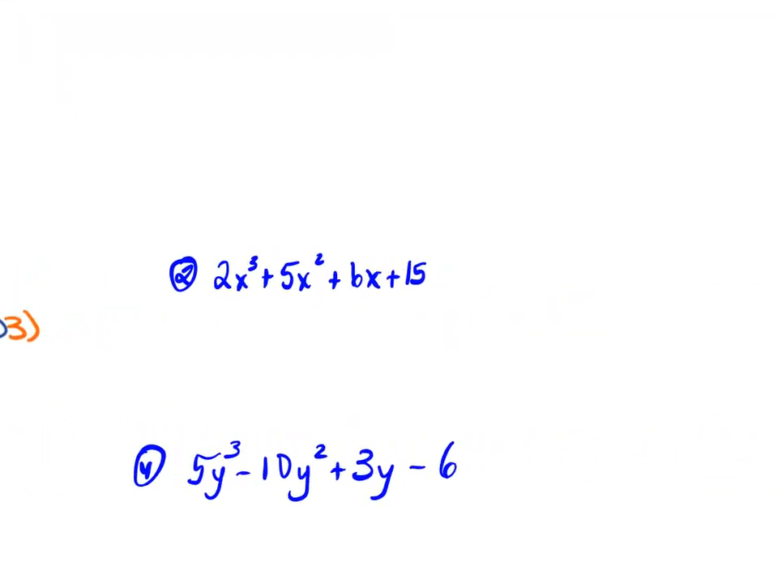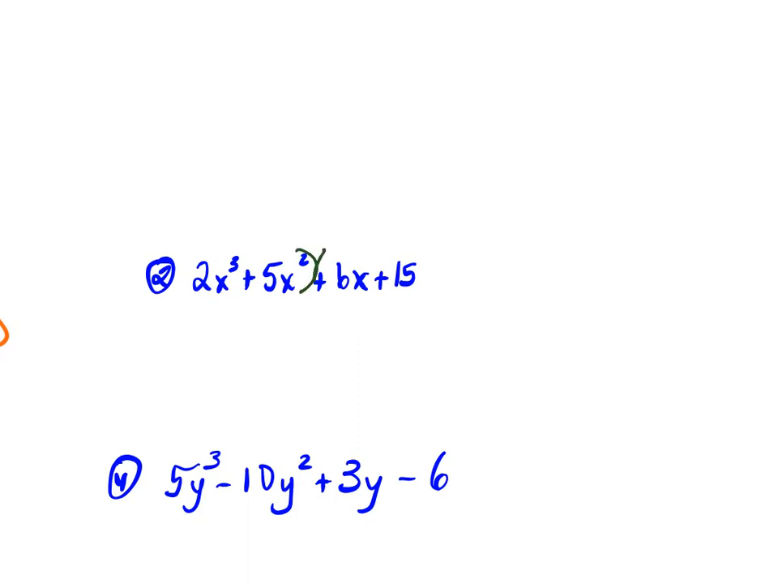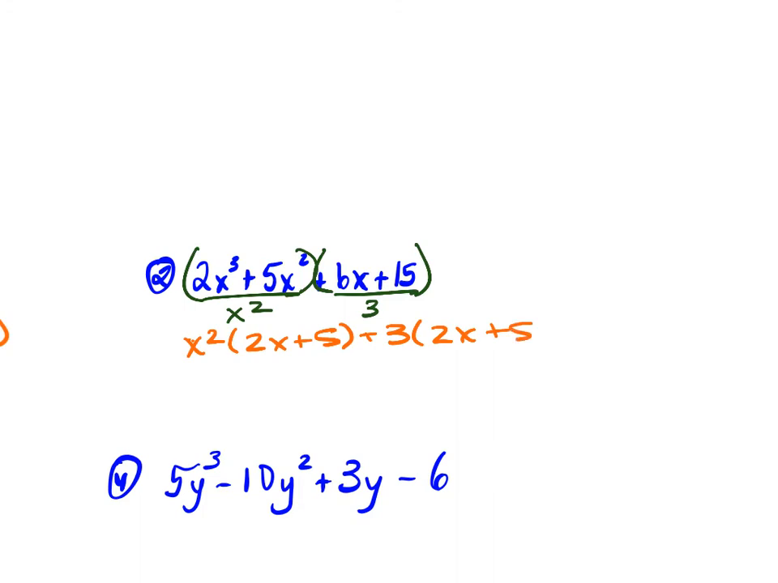For 2, we have 2x cubed plus 5x squared plus 6x plus 15. We're going to factor out an x squared from the first set and a 3 from the second. So it's going to leave us with x squared times 2x plus 5 plus 3 times 2x plus 5. Our two parentheses are the same, so we're going to have a 2x plus 5 and an x squared plus 3.